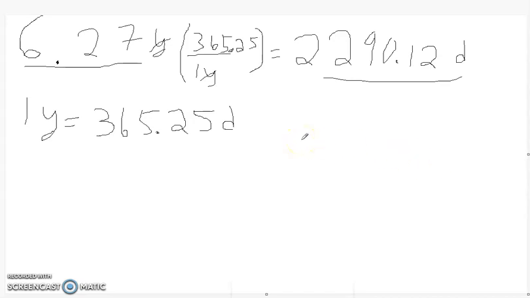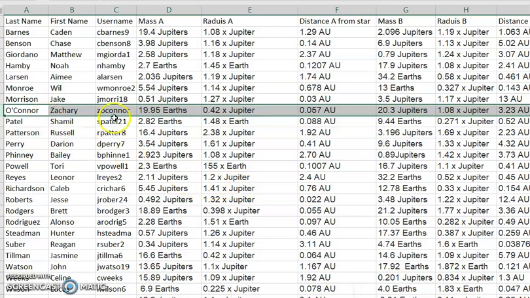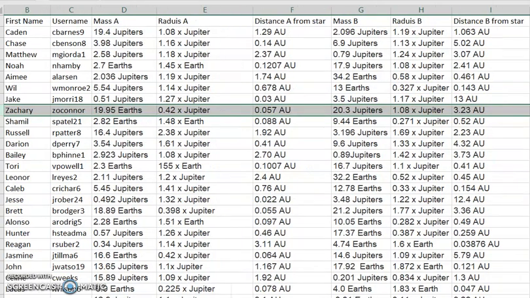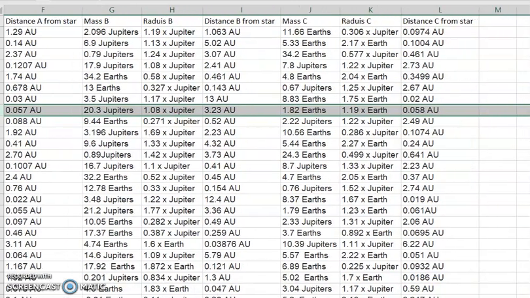Project part 1 is very simple. Again, you just use your three planets. Just look at this, find whatever your name is, and find the distance for your planet A, the distance for your planet B, and then the distance for your planet C. Let me scroll over just a little bit more. There's the distance for planet C. All right, and that's how you do this.